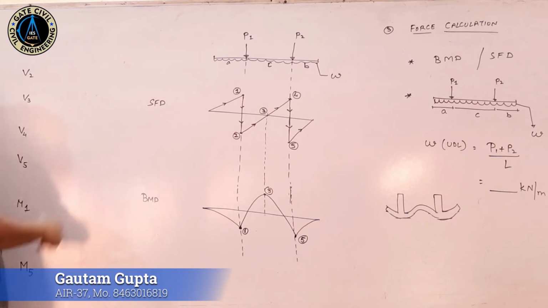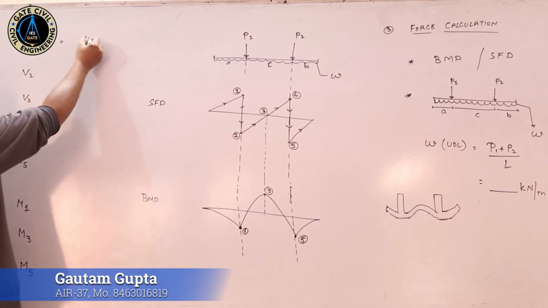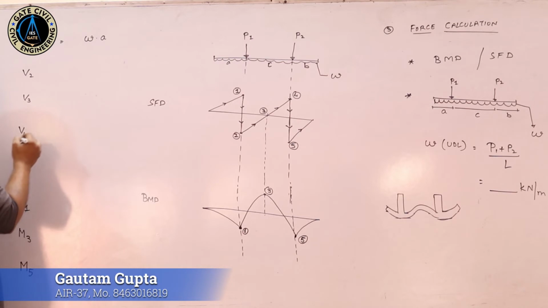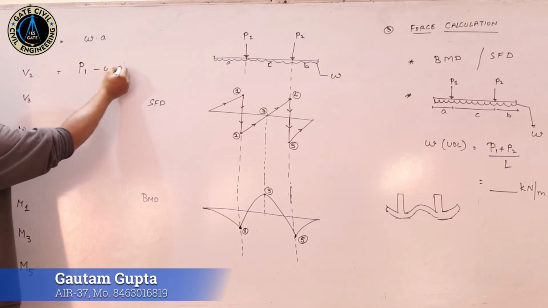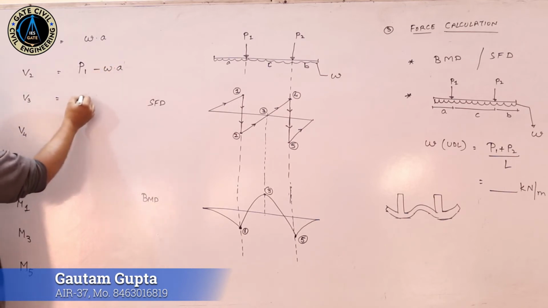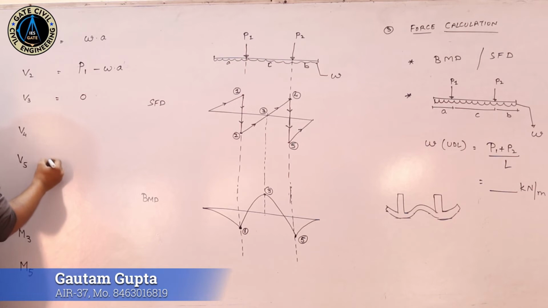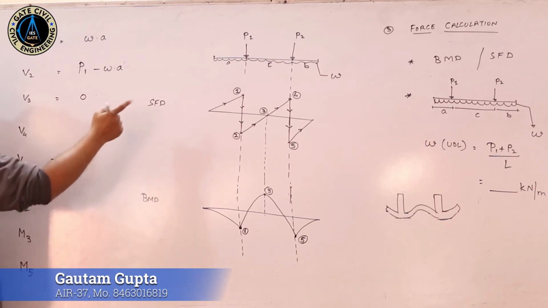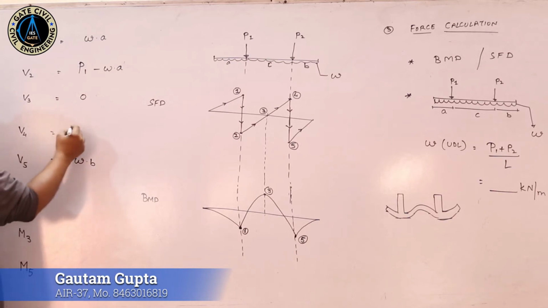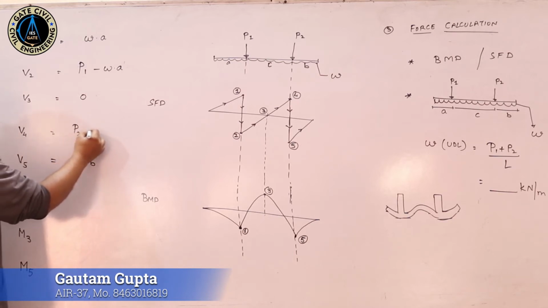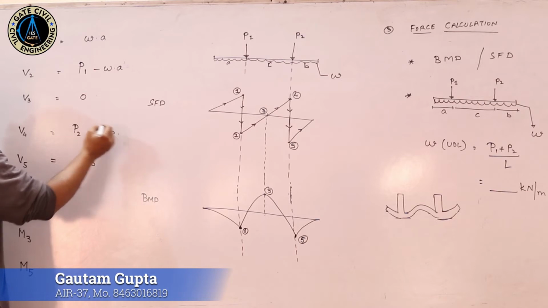So, value of V1, W into A, value of V2, P1 minus W into A, value of V3, 0, value of V5, W into B, and value of V4, P2 minus W into B.